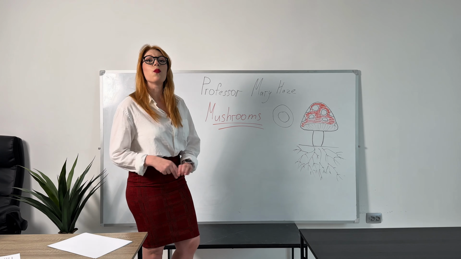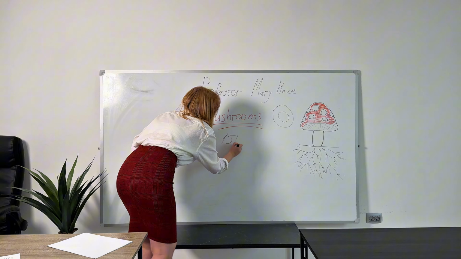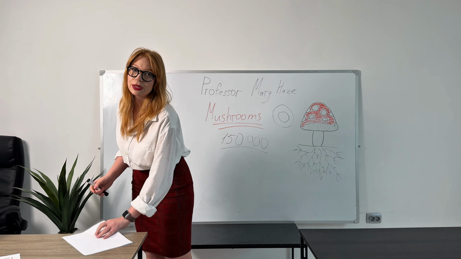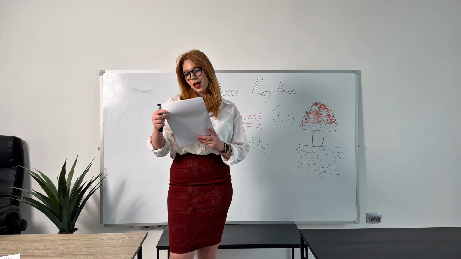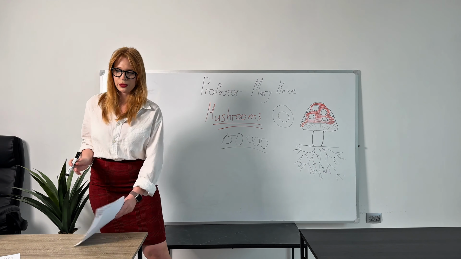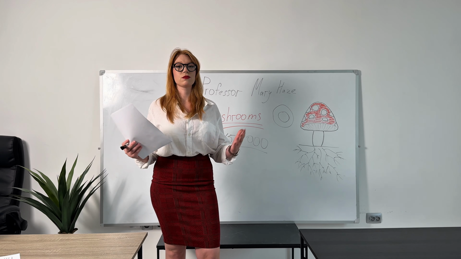The kingdom of fungi includes more than 150 thousand described species. And these are just the described ones. According to scientists' estimates, there could be between 2 to 5 million. So, what kinds of fungi do we have?